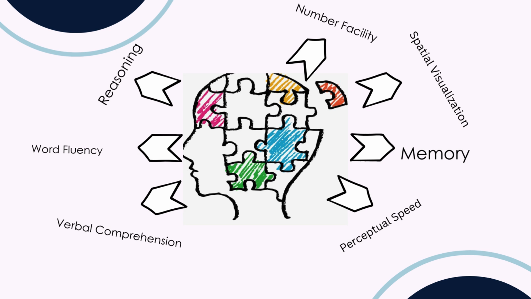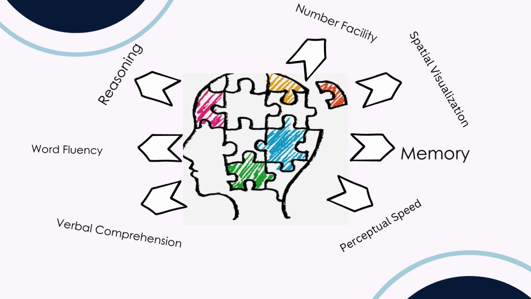Third, number facility. This is the ability to quickly and accurately perform numerical operations such as addition, subtraction, multiplication, and division. This is applicable for solving basic arithmetic problems, working with numbers efficiently.